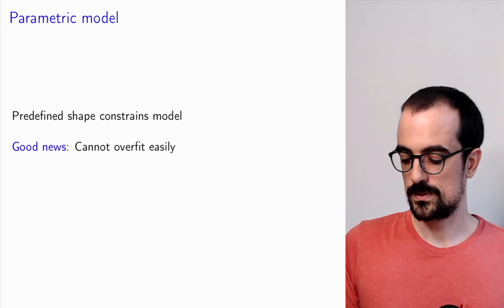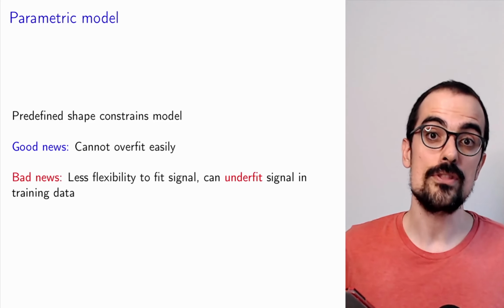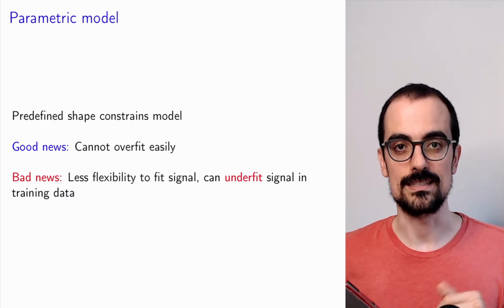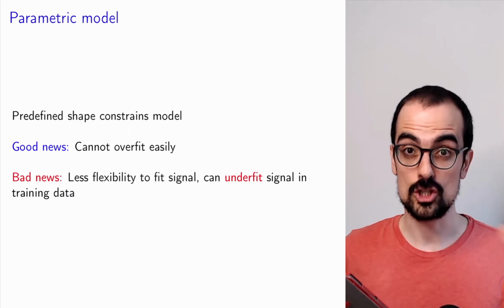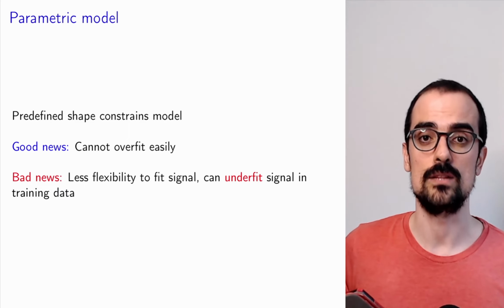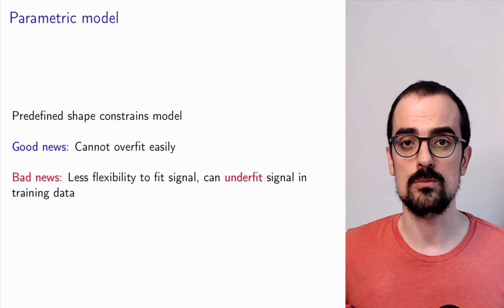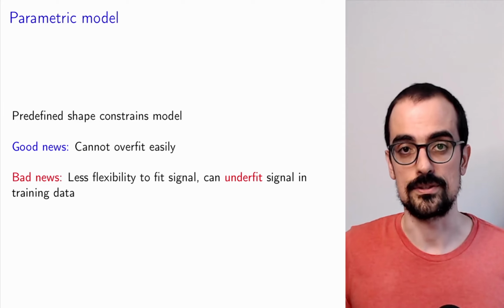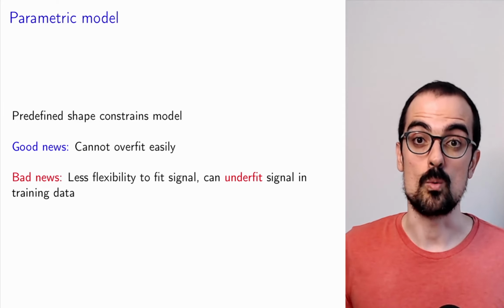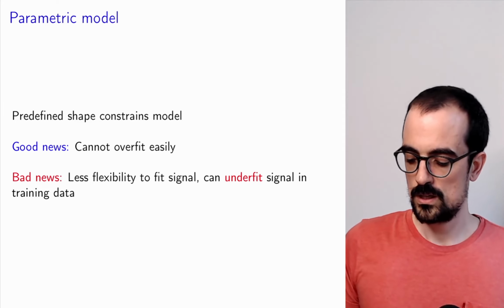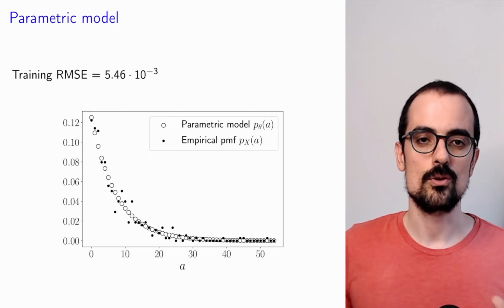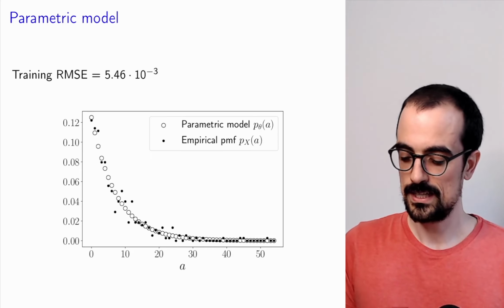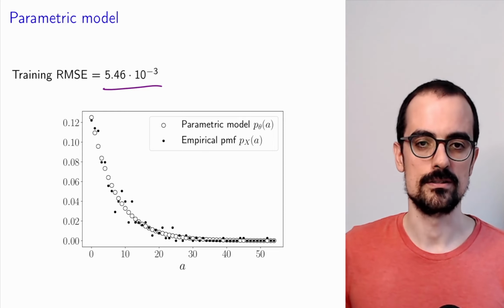The bad news is that it can underfit, meaning that if it finds some structure that is really there, but is not consistent with the assumptions that we made when we derived the parametric model, it will not be able to take that into account. Okay, and that is called underfitting because you're not fitting the data well enough. Okay, so let's first take a look at what the parametric model does on the training set. It gets this error on the training set.